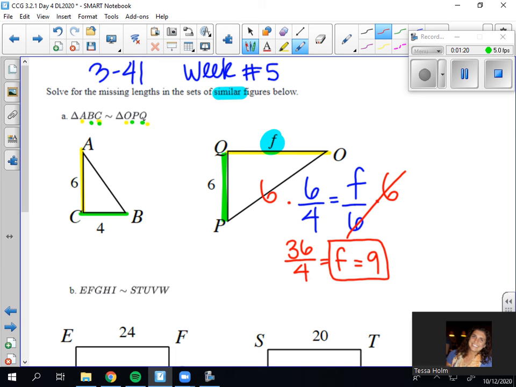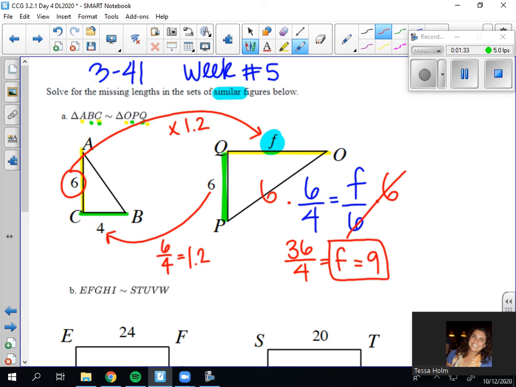The second way is to figure out my zoom factor. Well, 6 divided by 4 equals a zoom factor of 1.5, and so I'm going to multiply 6 by 1.5 to make it bigger, right? Because this triangle OPQ is bigger. And that's my zoom factor, and that's how I can find my missing length.